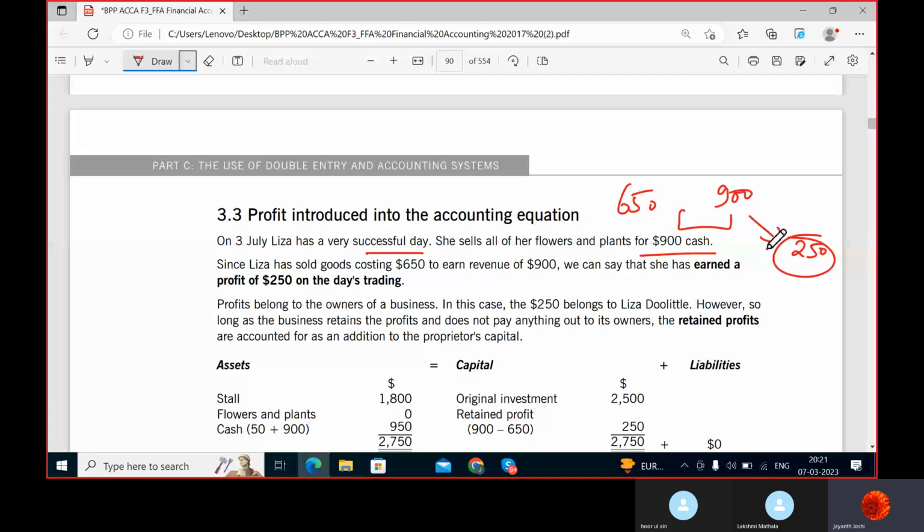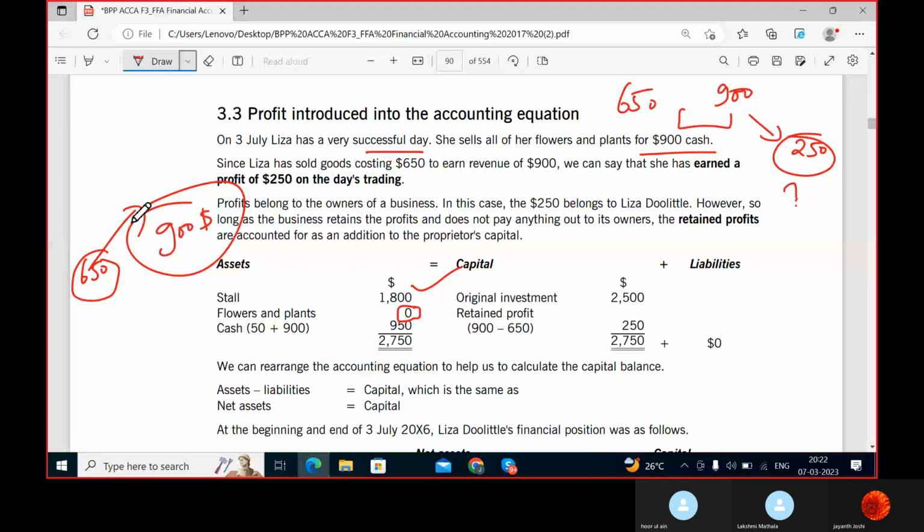Yeah, 250. So now what will happen? The stall is still 1800, but what has happened? $650 worth of flowers has been sold. Now we have nothing in the flower account. That is zero. But what has happened? This 650 worth of flowers has been sold for $900. So we got this much cash or not? Please tell me. We got. Am I right? So that cash we are showing here. That is increasing our cash account.